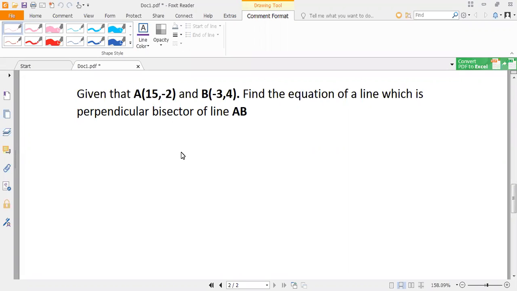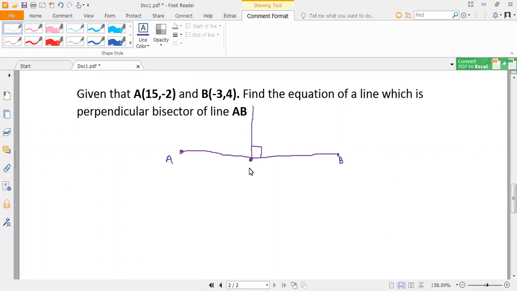So if we start by sketching the line AB, the line AB is a straight line passing through points A and B. So we are required to find the equation of a line which is a perpendicular bisector. A perpendicular bisector is basically a line which is dropped from points A and B, and it cuts the line AB through its midpoint. It also cuts it at an angle of 90, making it a perpendicular bisector.